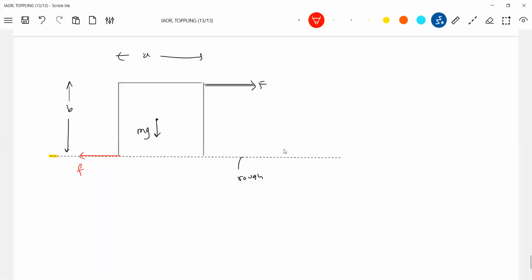The friction will act like this. Okay, let's talk about the normal reaction. Now as I apply force, what happens to the body? As I keep on increasing the force, at one particular value of F, it starts toppling. About what point will it topple?